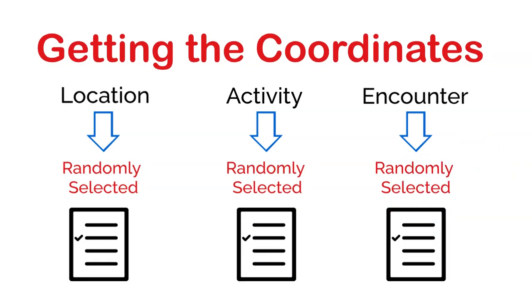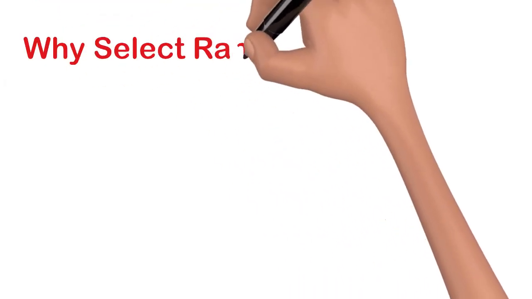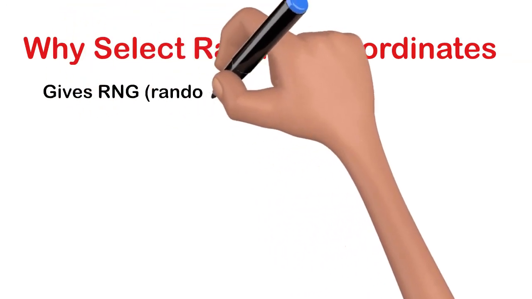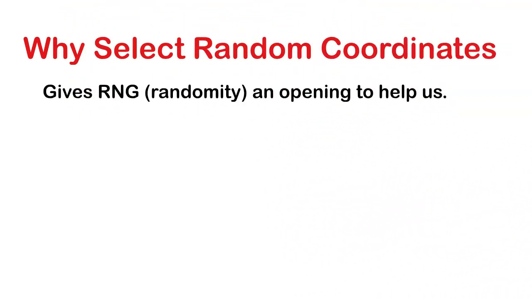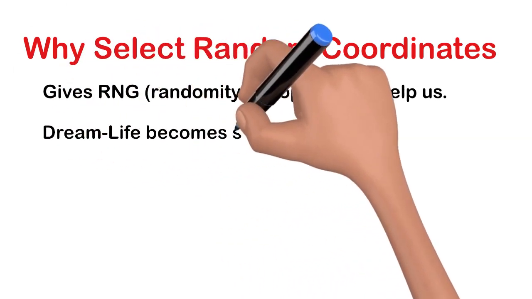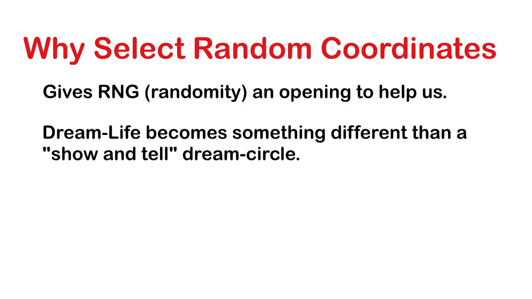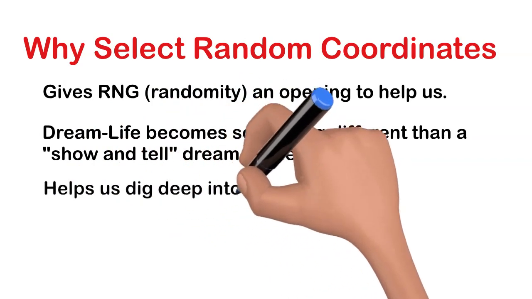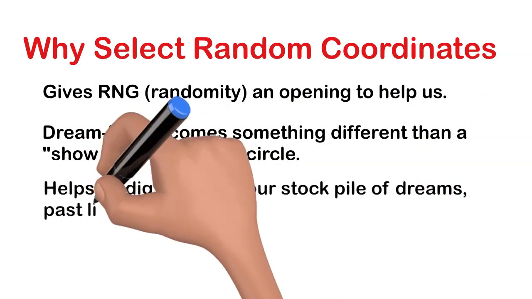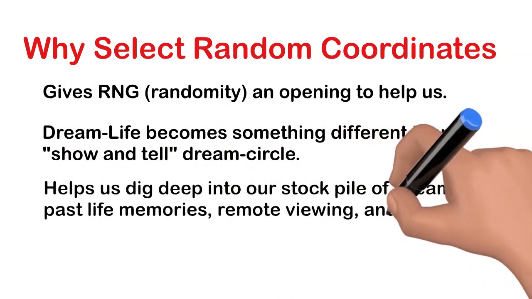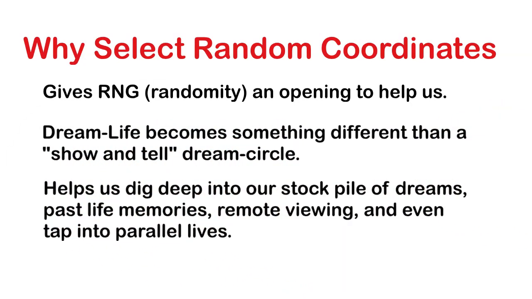There's a lot of reasons for doing it this way. One of the main reasons is that it gives randomity an opportunity to help us dig into an area that we might not normally dig into. It gets pushed in our direction a little bit. I can say for myself, with extremely rare exceptions, the combination of location, activity, and encounter is something that I don't recall ever experiencing in a dream.